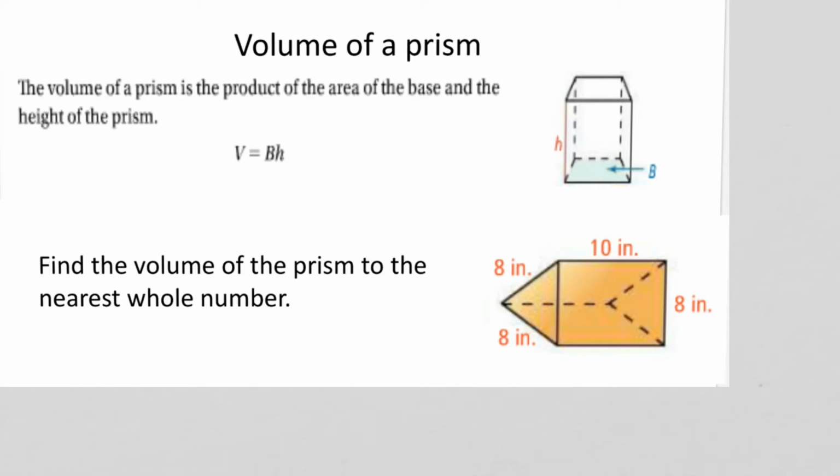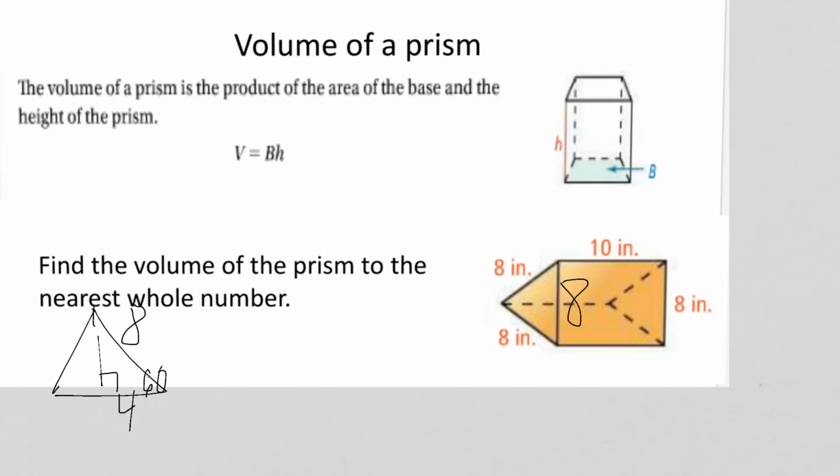It's a triangular prism, specifically an equilateral triangular prism. All the sides are 8 inches. So we need to find the volume of this. We need to find the area of that base. Well, we need base times height divided in half. We need to figure out what the height is of this equilateral triangle. We did this last unit.